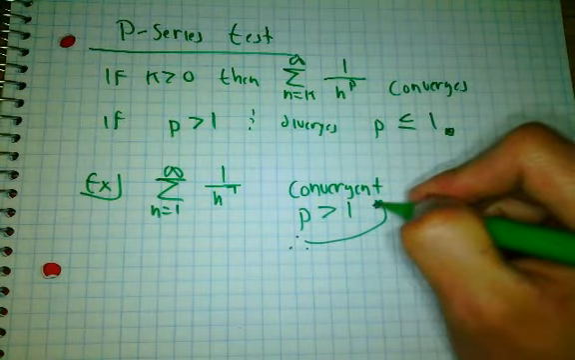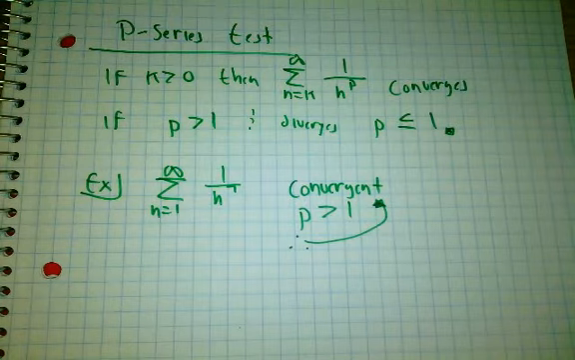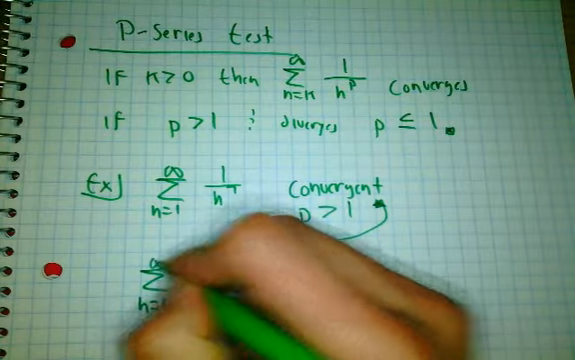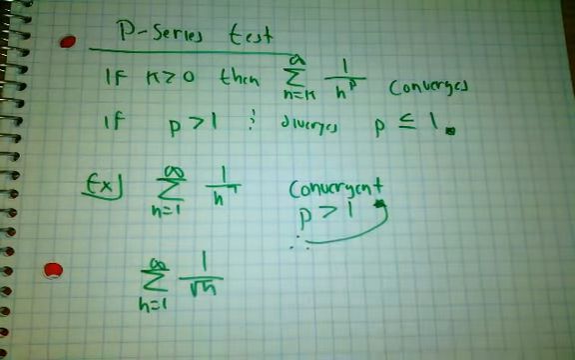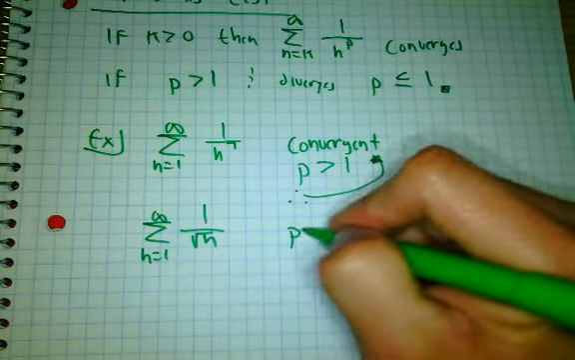Cool? One more. The series from 1 to infinity of 1 over the square root of n. Convergent or divergent? Why? Because p is 1/2, which is less than or equal to 1. Therefore, divergent.